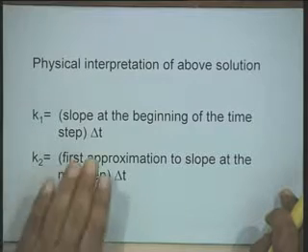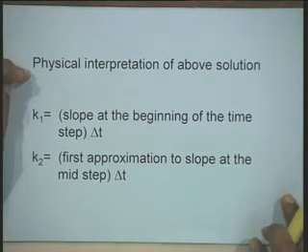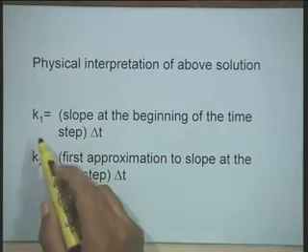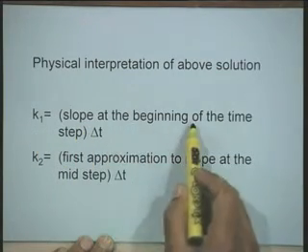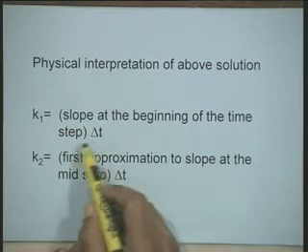Now, I shall illustrate the application of these techniques by taking an example after discussing these techniques. When you physically interpret these 4 constants, K1 can be considered to be the slope at the beginning of the time step, that is, slope at the beginning of the time step into delta t.